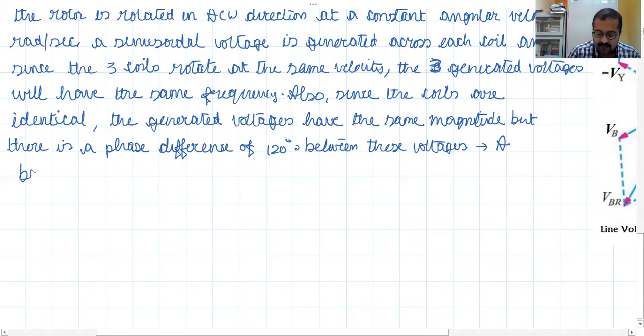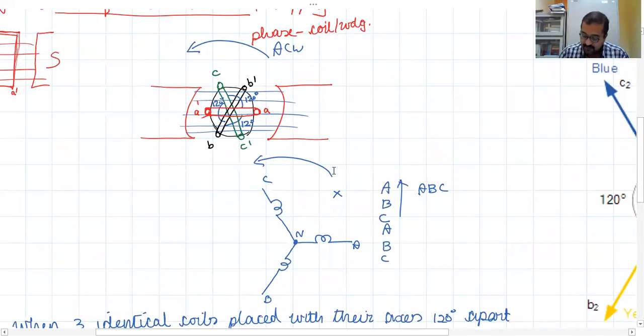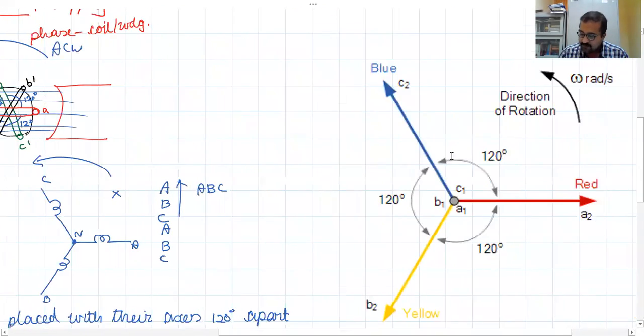A balanced symmetrical three-phase system. Now you see, we have seen this. These are the EMFs generated.